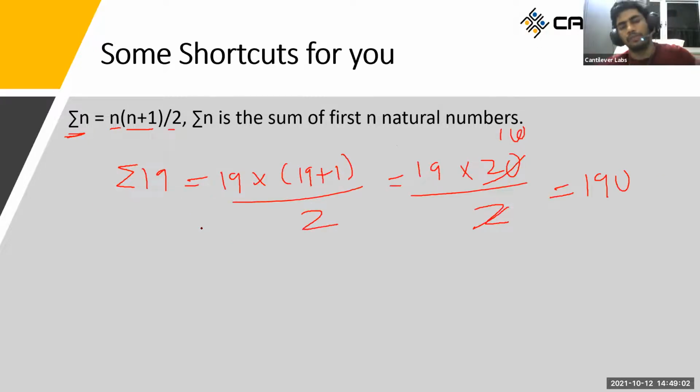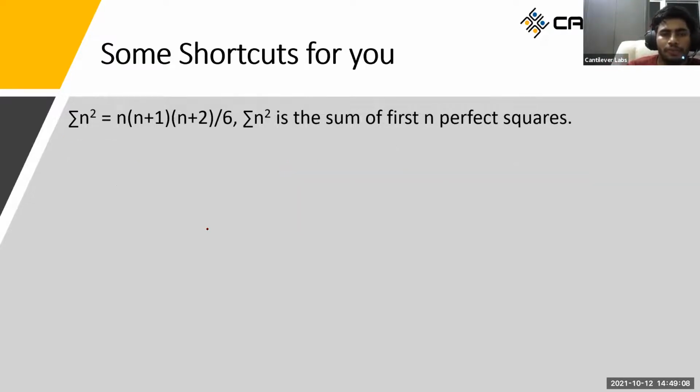I've explained it before. The sum of first n natural numbers is n multiplied by n plus 1 upon 2. Next, moving on to the sum of n square, that is the sum of first n perfect squares.